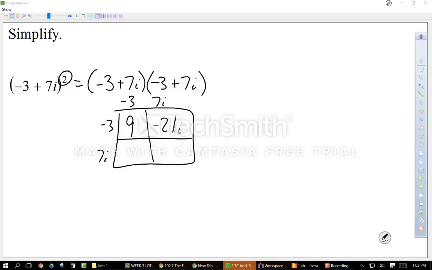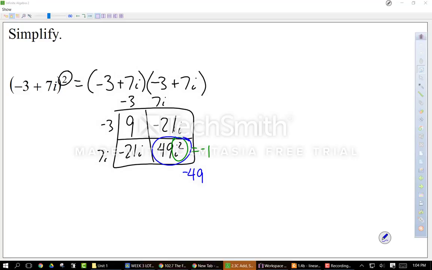So 9, -21i, -21i, and this is 49i squared. But remember, on the last one, that i squared equals -1. So that's going to turn all of this box into a -49. If we want to look at math a little bit differently so it looks easier, whenever I have an i squared, all I'm doing is taking the number that's in front, the coefficient, and flipping its sign. So it's +49i squared, and now I've got to get rid of the i squared, so it becomes a -49.